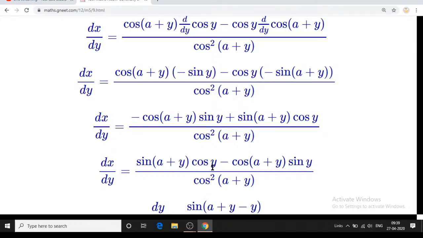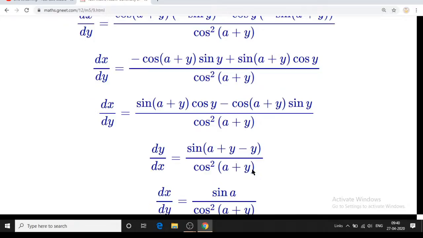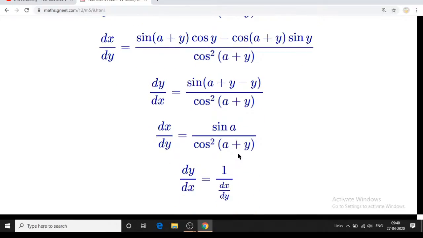Sin alpha cos beta minus cos alpha sin beta is sin of alpha minus beta. Here, what happened? Angles are a plus y and y. I will assume a plus y as alpha and y as beta. Then in what form do I get? Sin alpha cos beta minus cos alpha sin beta, and that will be sin of alpha minus beta. My alpha was a plus y, minus y. Now this y will get cancelled. We get sin a upon cos square a plus y.